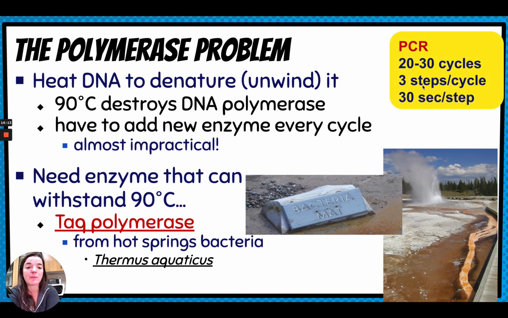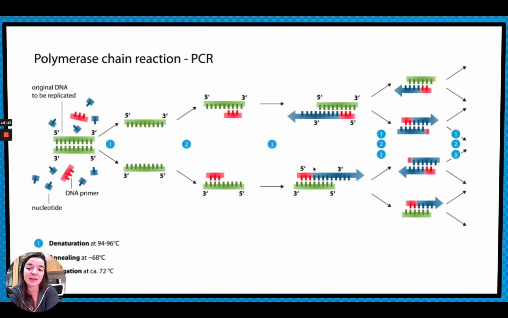So remember, we have 20 to 30 cycles, 3 steps per cycle. Each cycle is about 30 seconds. Again, we'll have our DNA. It will denature here. That denaturing occurs between 94 and 96 Celsius. The low end is 90. That is enough to remove these hydrogen bonds and to unzip that sample.